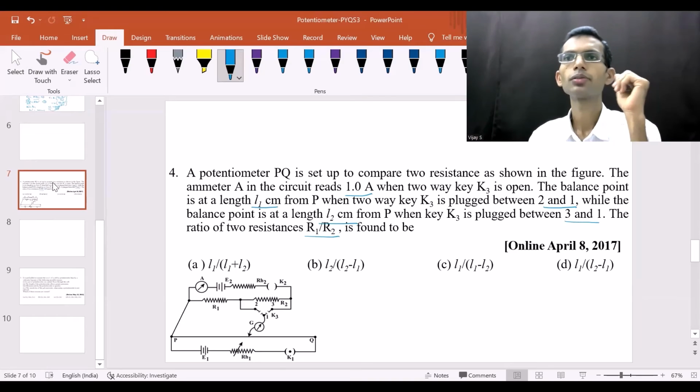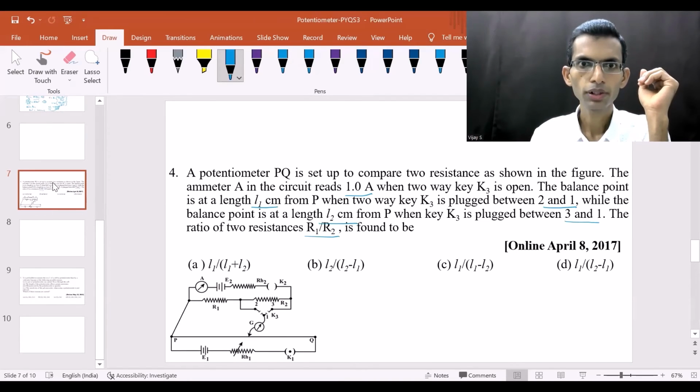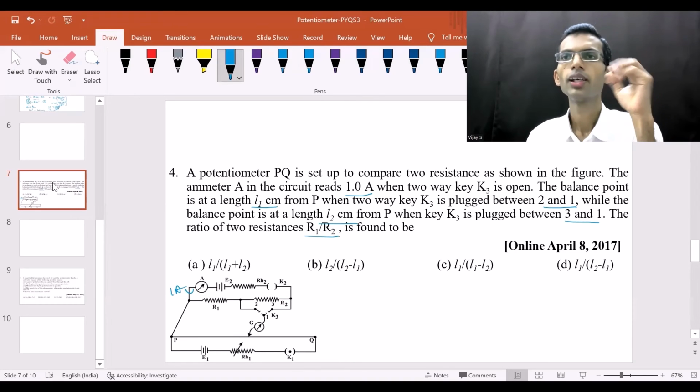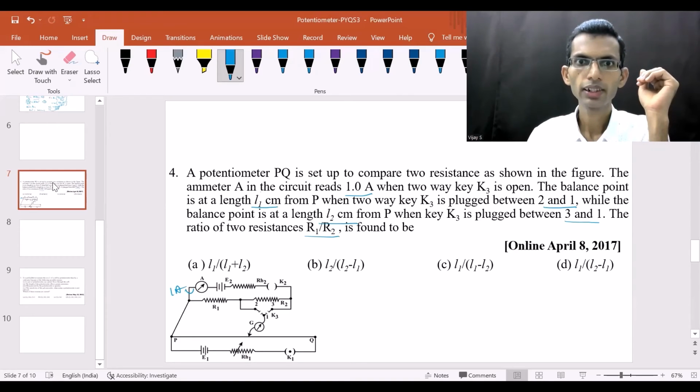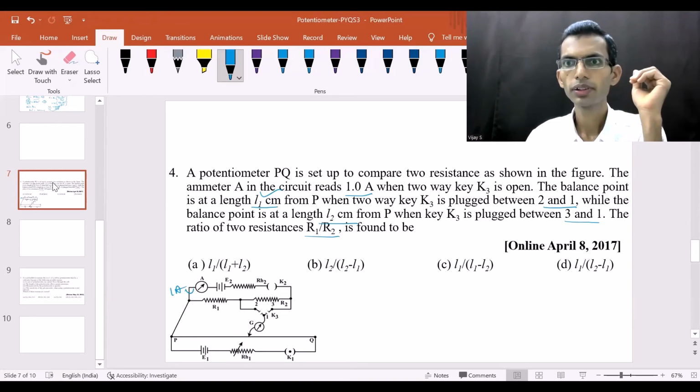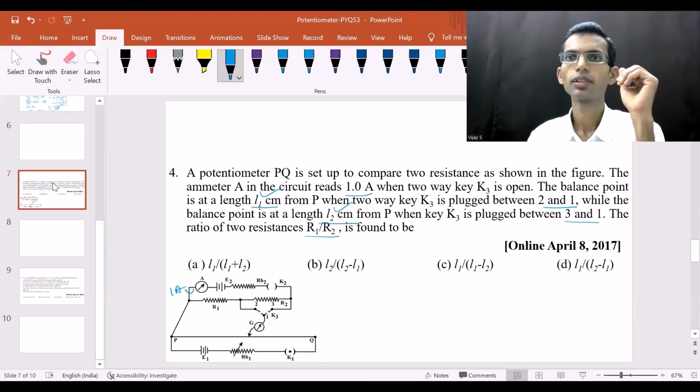So what is given to us? When key K3 is open, he gave the current flowing through the circuit, that is the upper circuit, as 1 ampere, right? When key K3 is plugged between 2 and 1, he gave the balance length as L1 centimeter. When it is plugged between 3 and 1, he gave the balance length as L2 centimeters. He is asking us to find R1 by R2, right?